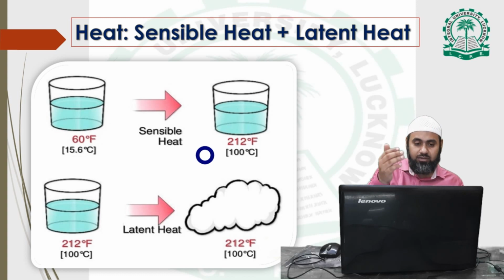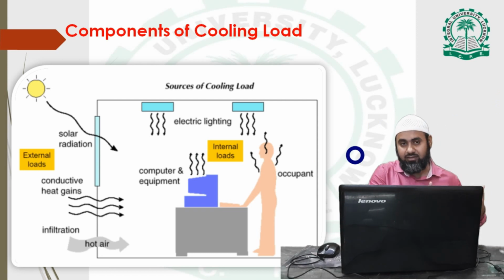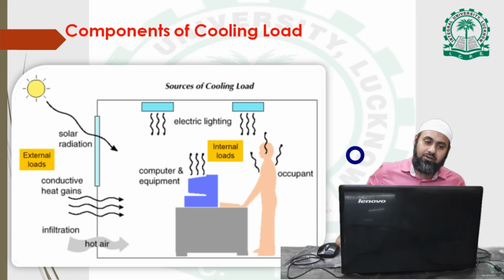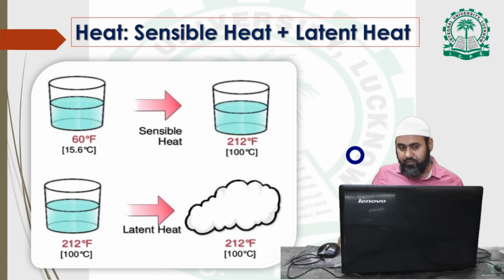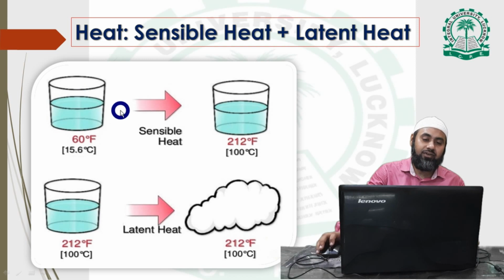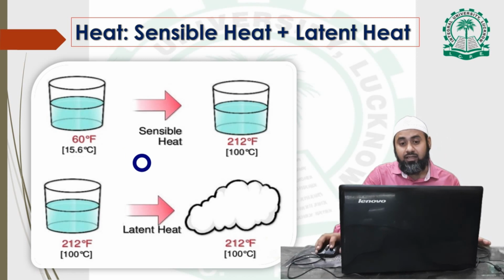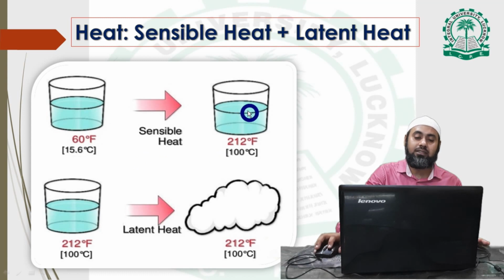So all those heats, whether internal or external, must be classified as sensible or latent. Let's see the concept of sensible and latent heat. Suppose we have a container with some water at 60 degrees Fahrenheit. When some amount of heat is added to the container, what is happening here? The temperature of this water increases to 212 degrees Fahrenheit.